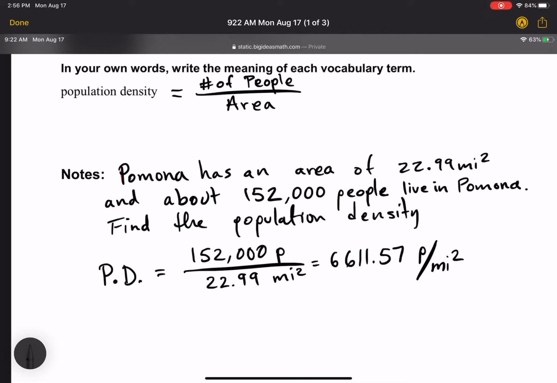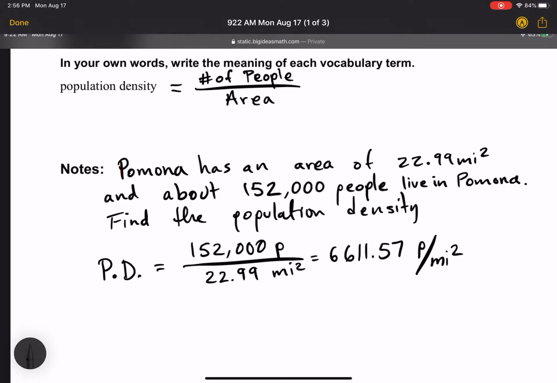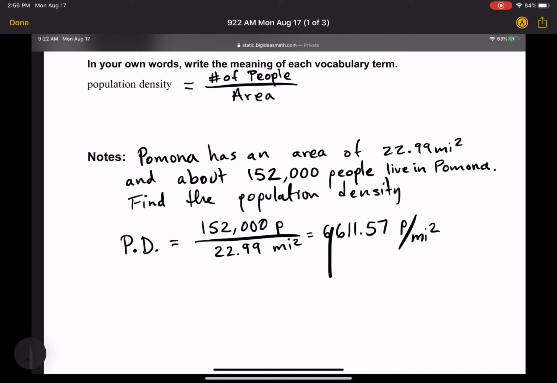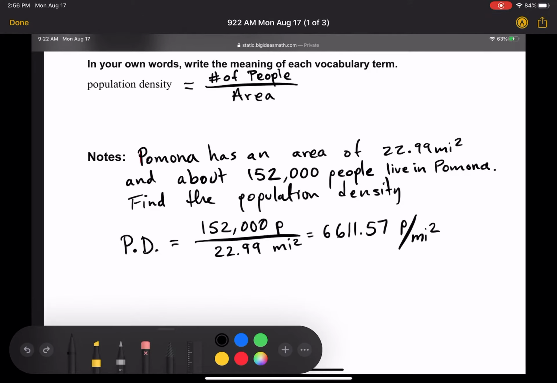So population density is important when you're trying to find a city to move to, because you want to look for a city that has the desired population density that you're looking for.